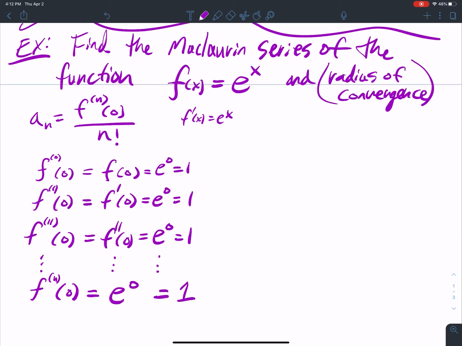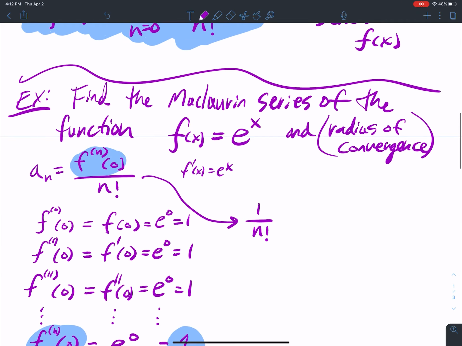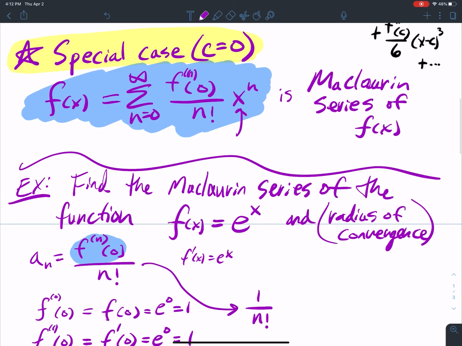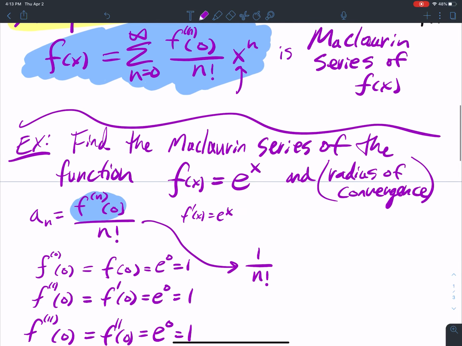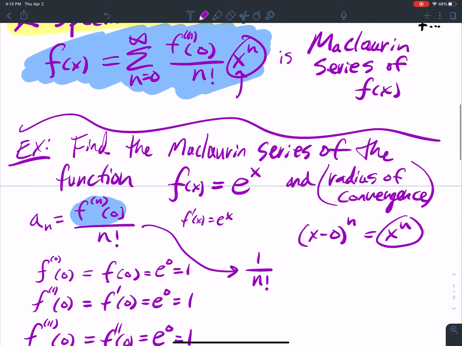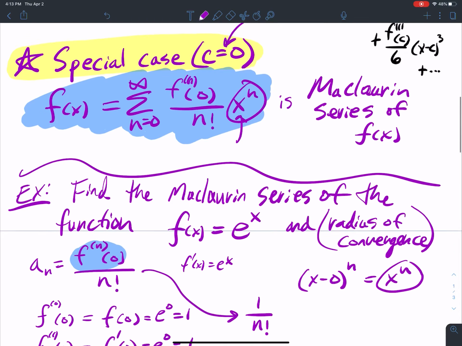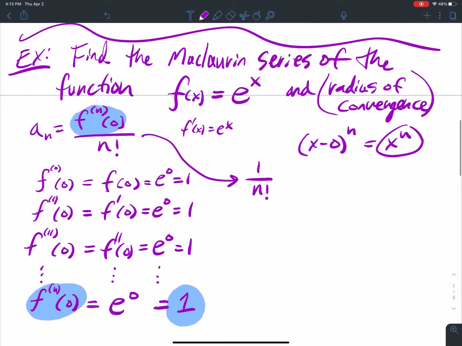This numerator part is just 1. So this becomes 1 over n factorial, okay? And then the second part is x to the n. Since it's a Maclaurin series, it's x minus 0 to the n, which is x to the n. That's why we just have the x to the n there. Maclaurin series is centered at c equal to 0. Okay, so what do I have here?